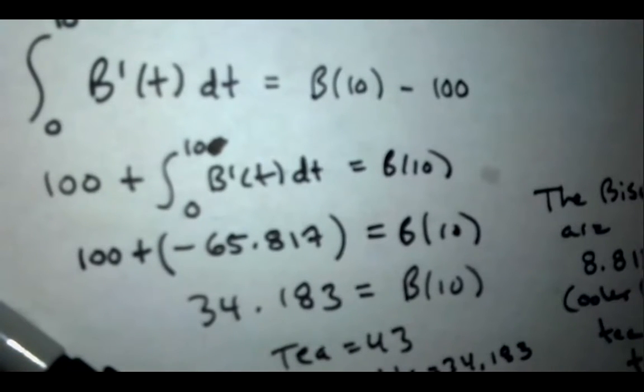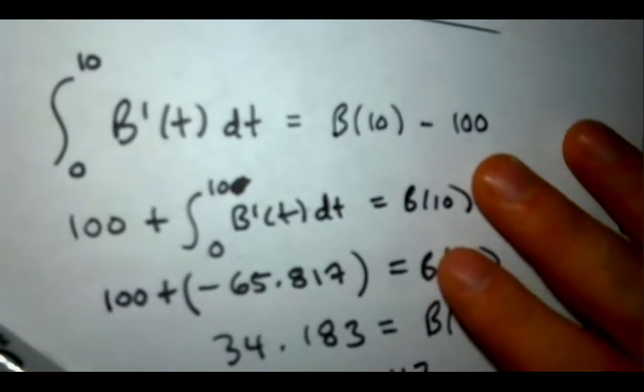But where'd you get 43 at? Oh, that's the temperature of the teapot. That didn't give you the right answer though. No, it did not. Well, because the 65.817, that's not the temperature of the biscuits at t equals 10. You got to solve for B at 10 to get that answer.